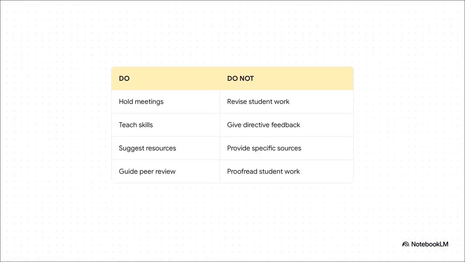For example, providing guidelines for peer review means you give them a rubric or some sentence starters. It does not mean you point out their typos. Or suggesting resource types means saying something like, have you checked out any academic databases? Not, here's the perfect article you should use. Your job is to facilitate, never to direct.